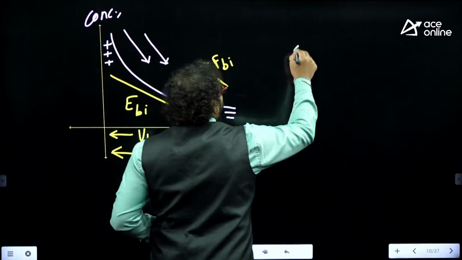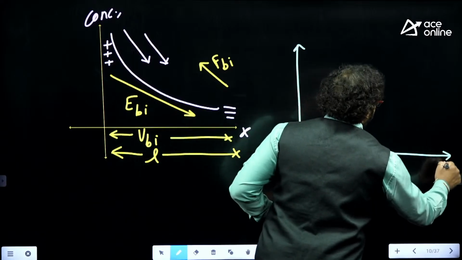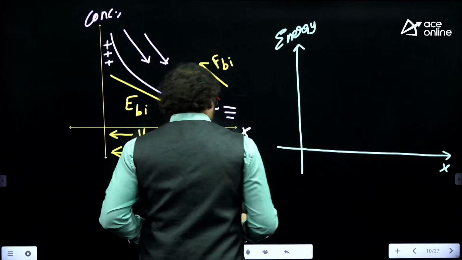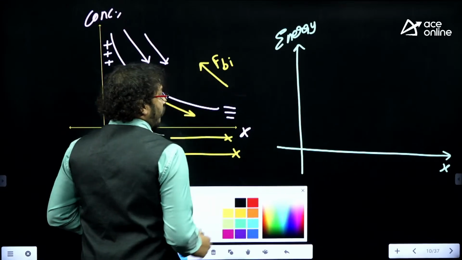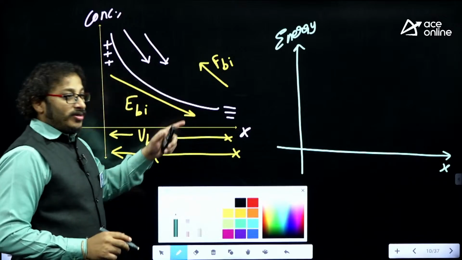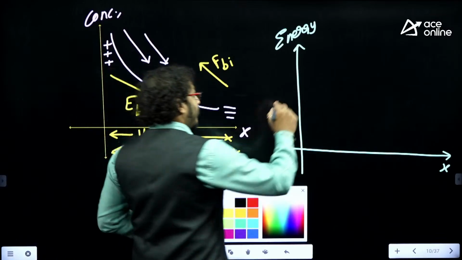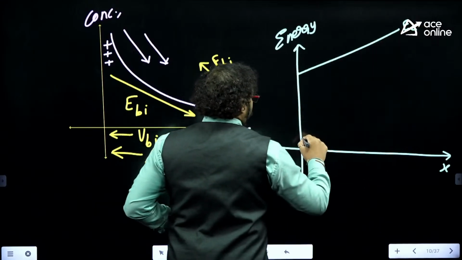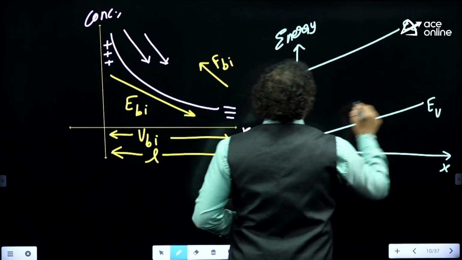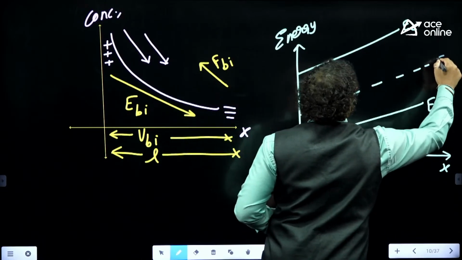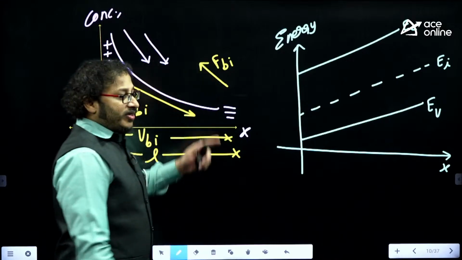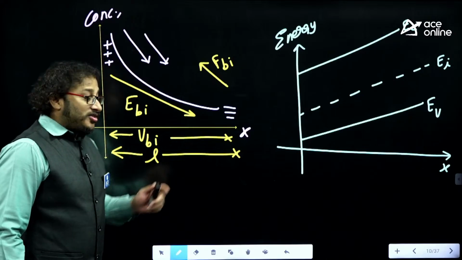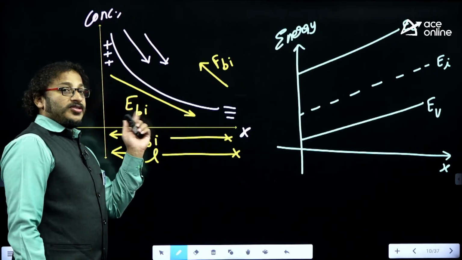Now if I plot the graph, y-axis energy, x-axis distance, energy versus distance. Now please let me know, my dear boys and girls. On the right side, electron energy is very high. Therefore, this must be the slope, which is nothing but EC. This must be the slope, which is nothing but EV. And this must be the slope for EI. Because on the right side, energy of electron is high, and on the left side, energy of electron is getting decreased because of electric field. I'm repeating the words: because of electric field.